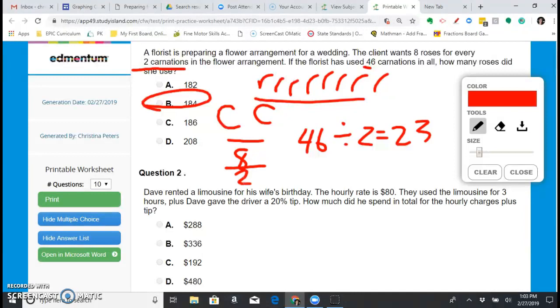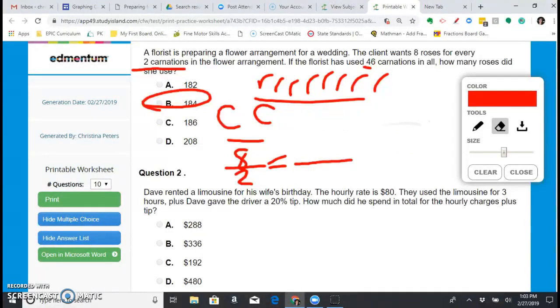They kind of give you the first fraction all the time, 8 roses over 2 carnations. And you can set up something that you can cross multiply, which might be how your brain thinks better. So roses were on top, carnations were on the bottom. I don't know what's here.